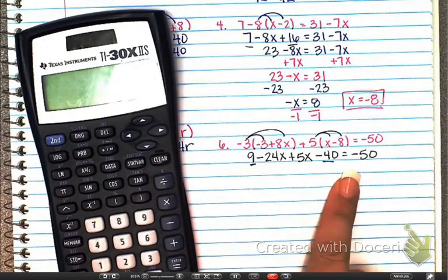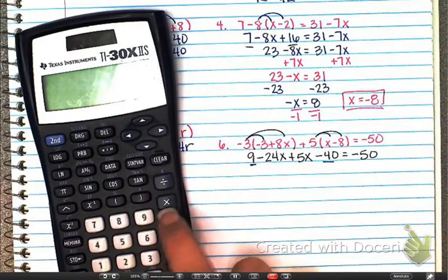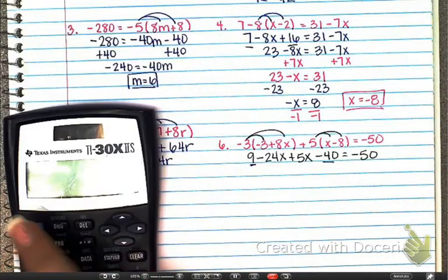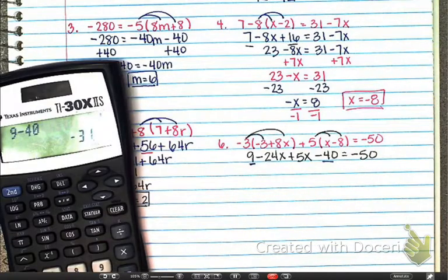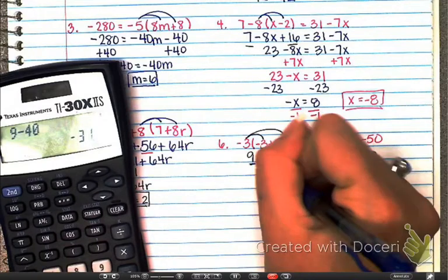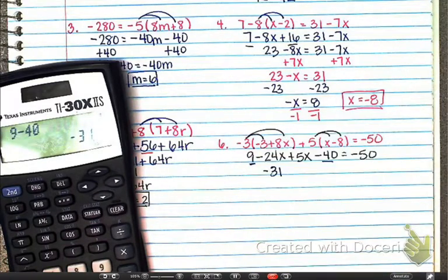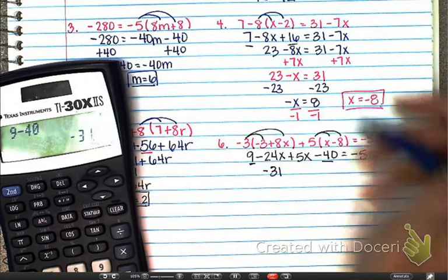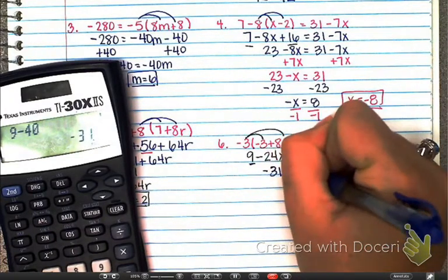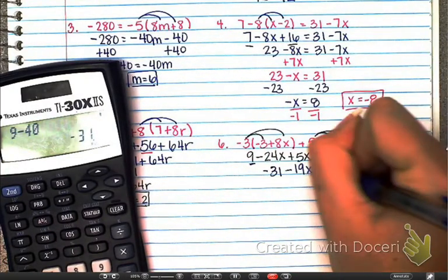So if you can't do it in your head, and that's not on, so I should turn it on. 9 minus 40 is negative 31. Okay, so if you have to use the calculator, use the calculator. Negative 24 plus 5 should give you a negative 19x. And that equals negative 50.